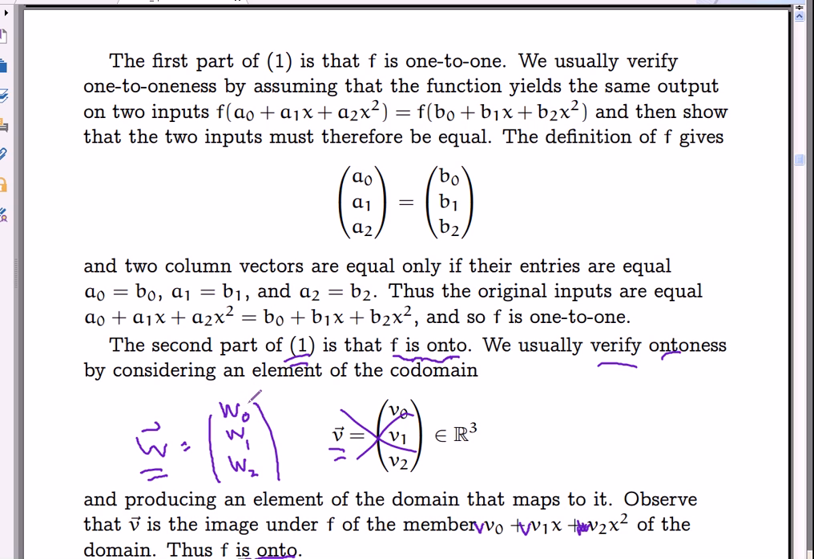Now remember that when we want to show onto, we're trying to show that there's at least one vector that maps to this element of the codomain. And there is. If I take the polynomial, I'll write it again, w0 plus w1x plus w2x squared, this element of the domain will map to this w in the codomain. That establishes that f is onto.